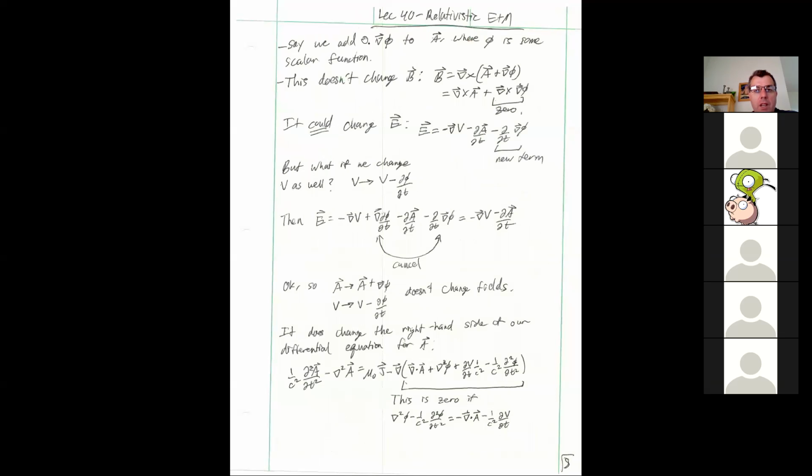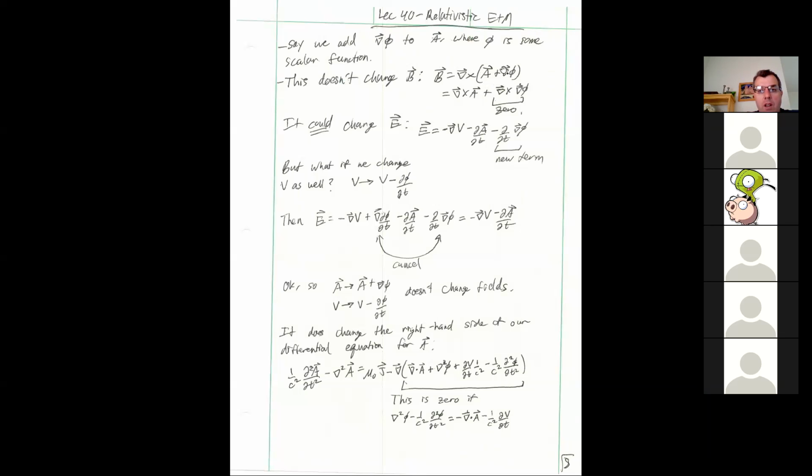We're going to add the gradient of something that's often called phi or lambda. It gets a number of names, but it's called the gauge function. I'm calling the gauge function phi right now. There's a number of things we can call it. We could add the gradient of some function to A. It's not going to change B because B is the curl of A.